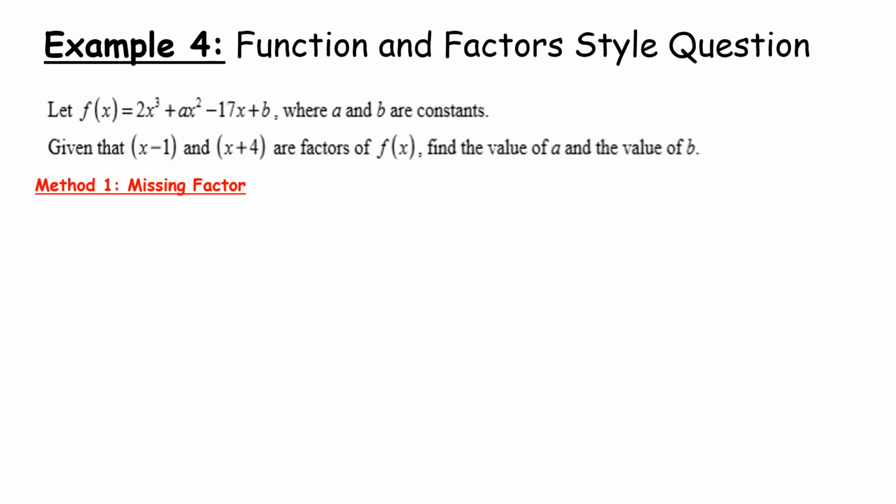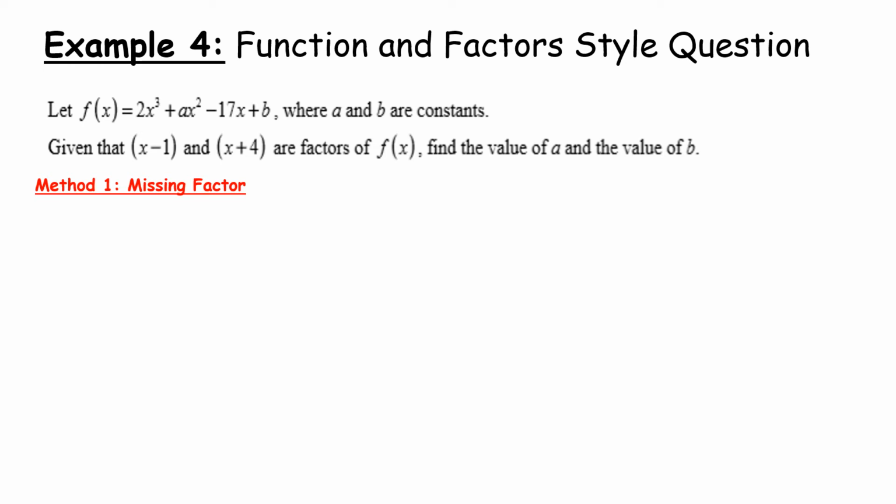So now we're going to look at a function and factor style question. This is very much what we generally see with regards to higher level style questions. I'm going to show you three different methods for doing this question. I'm going to do the missing factor method, which is nice but has a few tricks to it. Then I'm going to do a long division method, which is probably the one I would tell you to avoid unless you're very, very comfortable with long division.